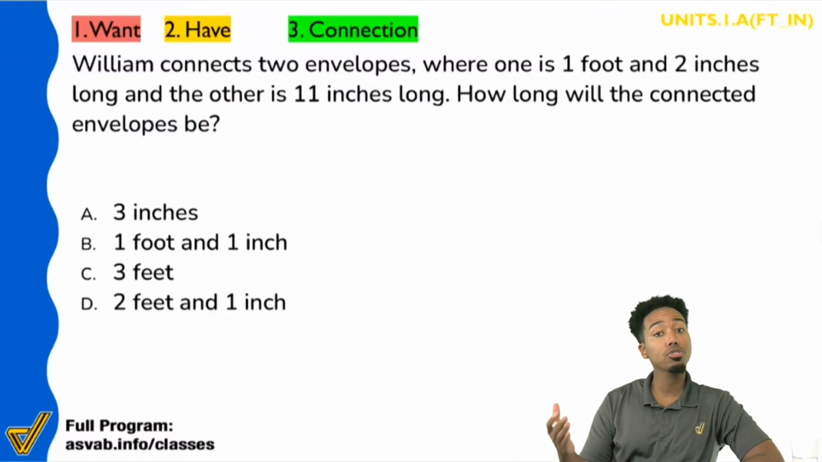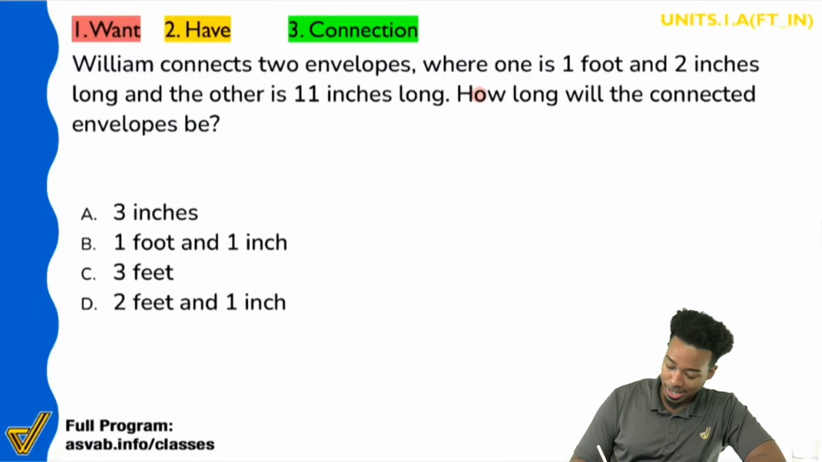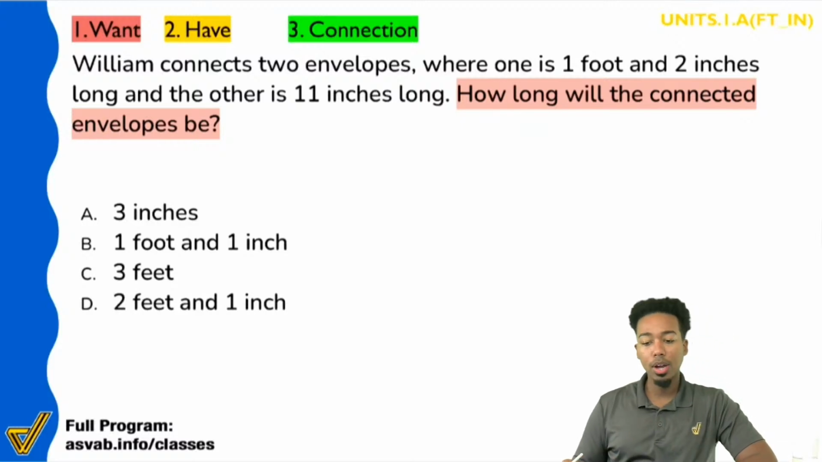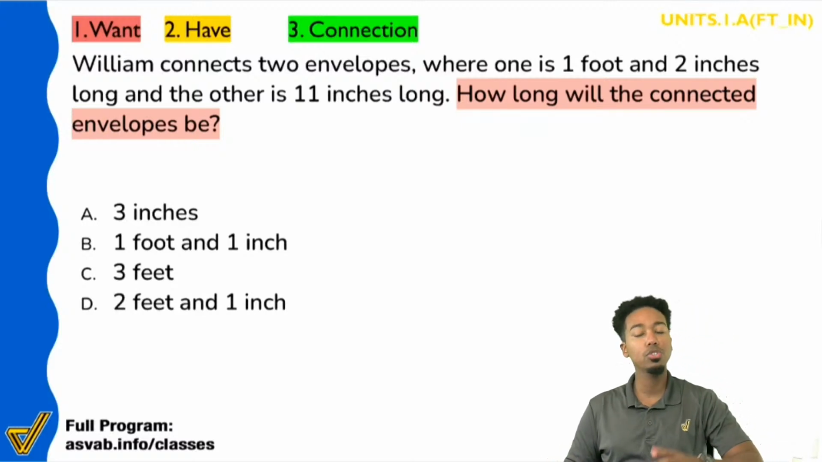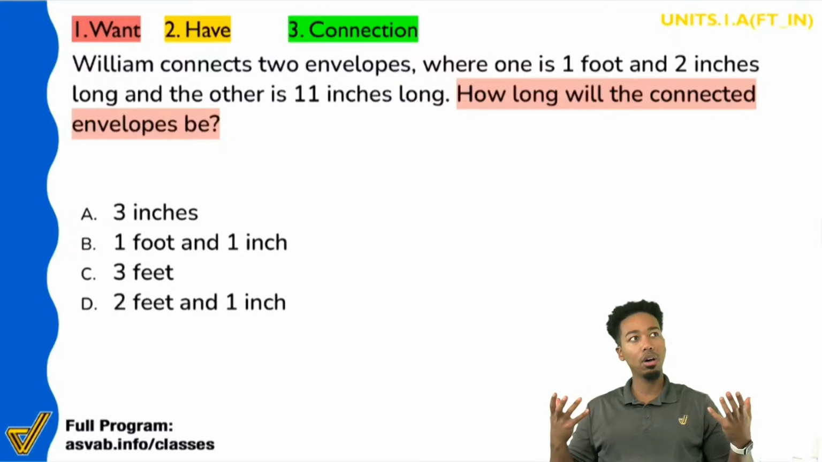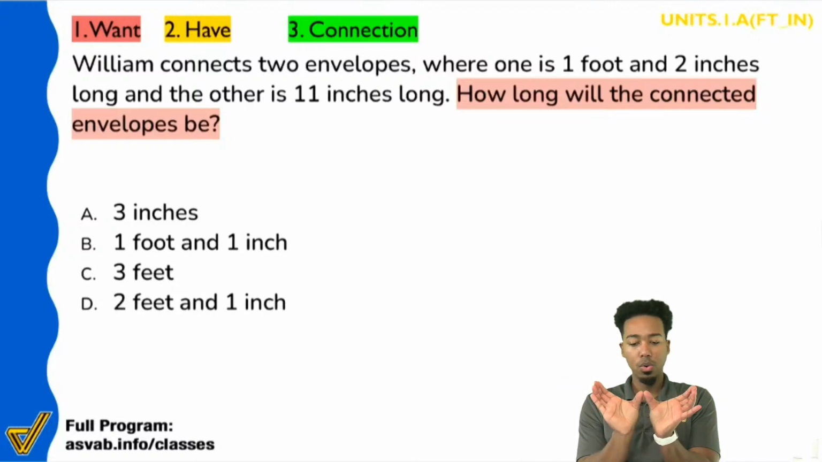Can you first understand what the question's asking you to do? When I read the question here, everybody, it says, how long will the connected envelopes be? So what does it sound like visually, intuitively, in your way? What does it sound like we're doing? How long, so length, of the two connected envelopes? Here's one, here's another. If I connect them, what does it sound like we're doing? Right on. Yeah, we're adding.